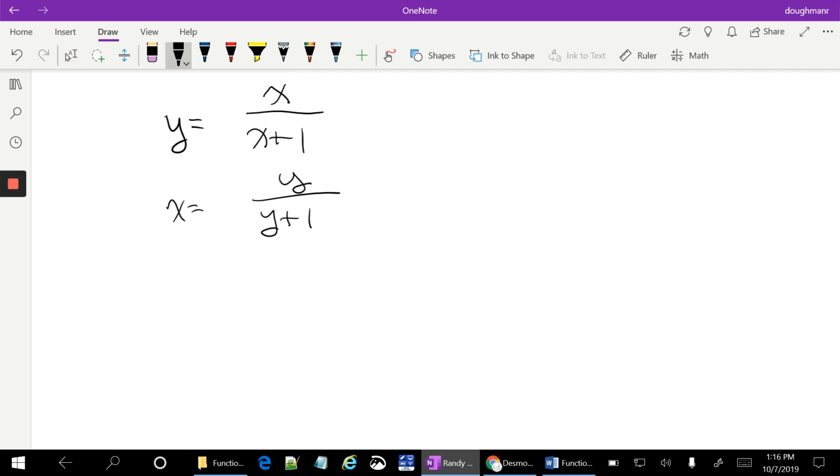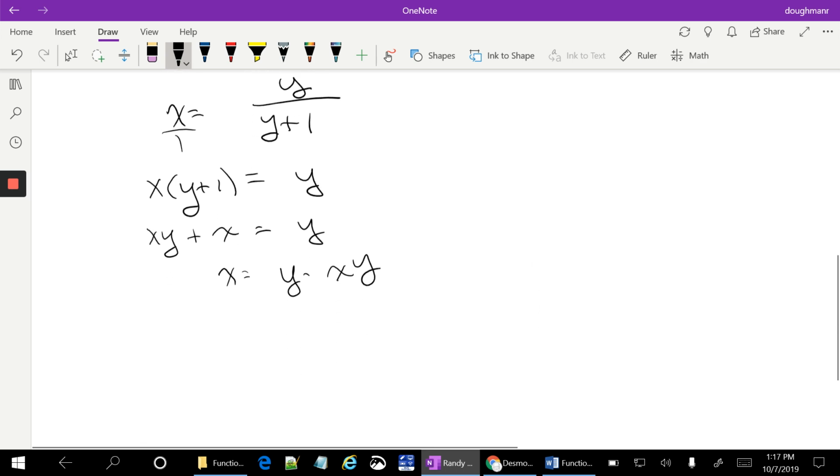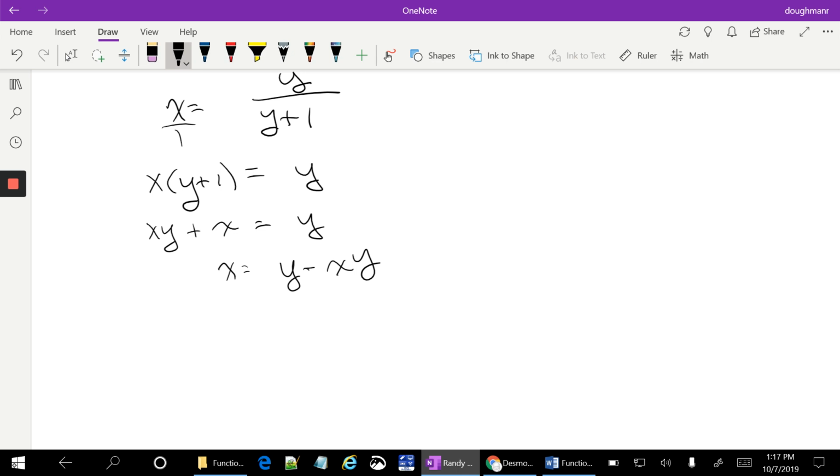So it looks like I can cross multiply kind of thing. So x times y plus 1 equals y. Distribute: xy plus x equals y. I'm going to get all the terms with y's to one side of the equation. So x equals y minus x times y. And now I'm just going to factor out that y. So x equals y times 1 minus x.